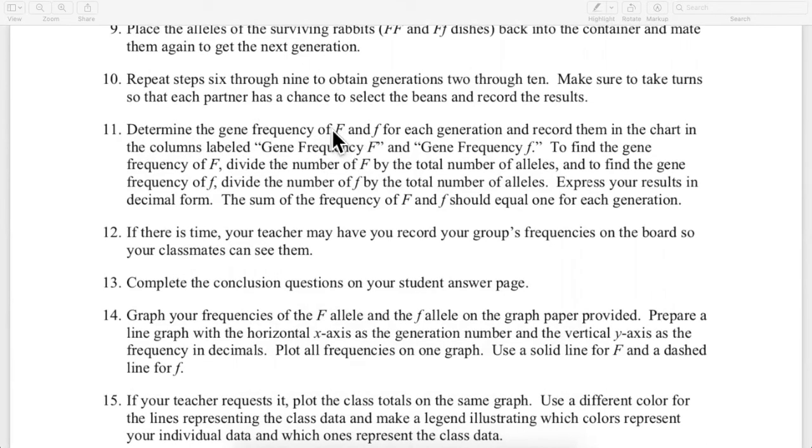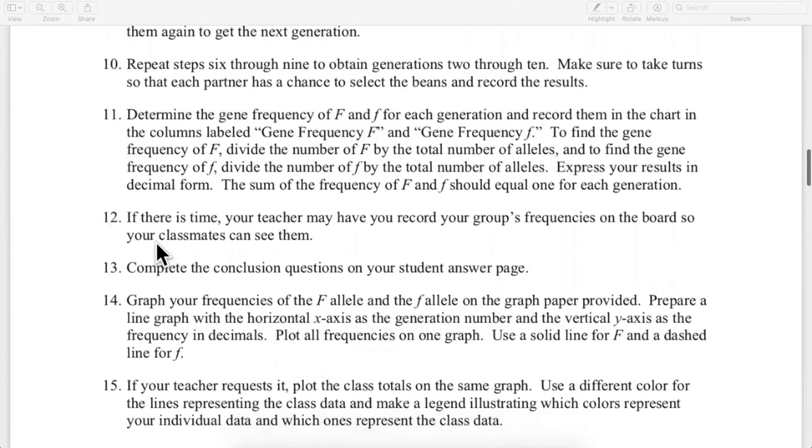Determine the gene frequency of big F and little f for each generation. I already did that for you. If there is time, your teacher may have you record your group's frequencies on the board. We will not do that.